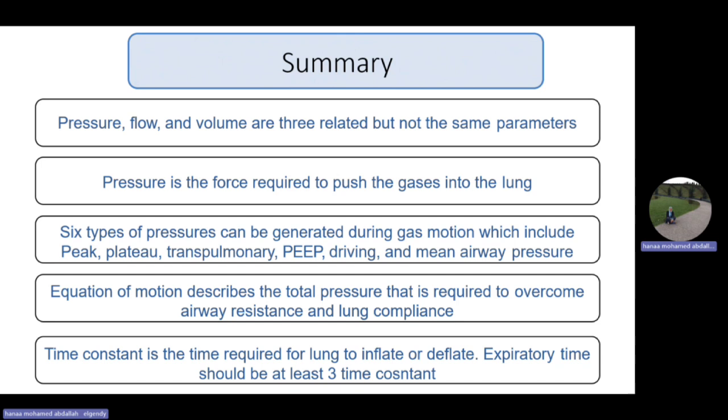To sum up, pressure, flow, and volume are three related but not the same parameters. Pressure is the force required to push the gas into the lung. Six types of pressure should be known by heart that are generated during gas motion, which include peak, plateau, transpulmonary, PEEP, driving pressure, and mean airway pressure. The equation of motion describes the total pressure that is required to overcome airway resistance and lung compliance. Time constant is the time required for the lung to inflate or deflate, and expiratory time should be at least 3 time constants. Thank you.